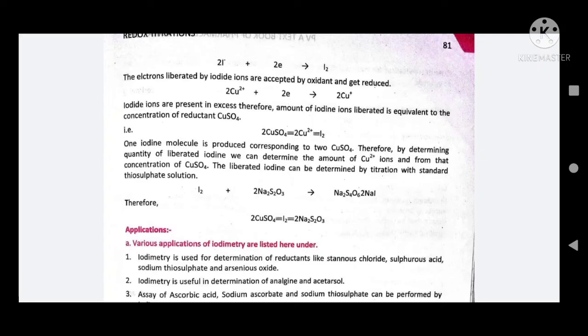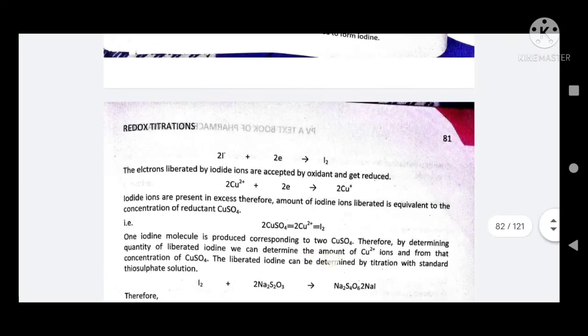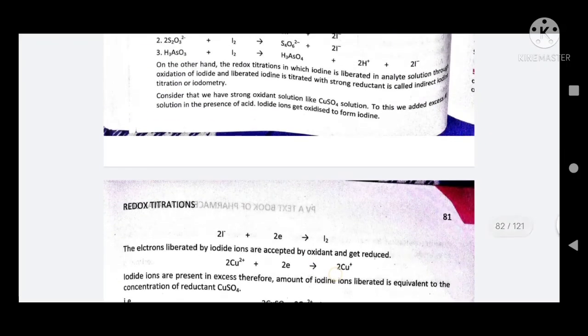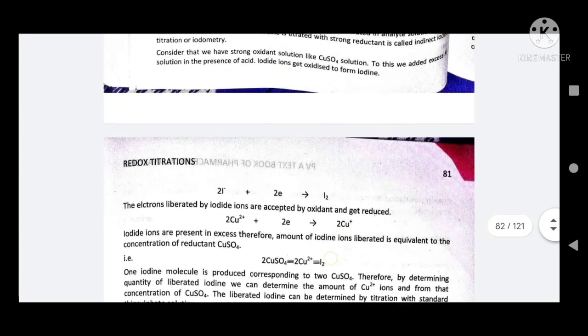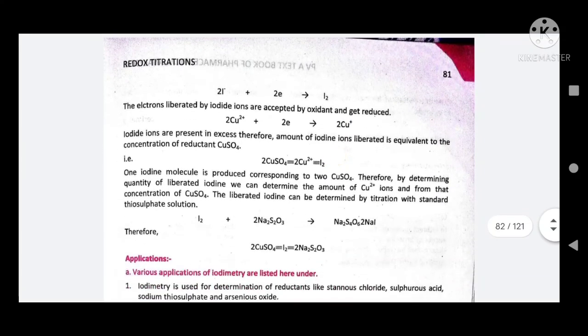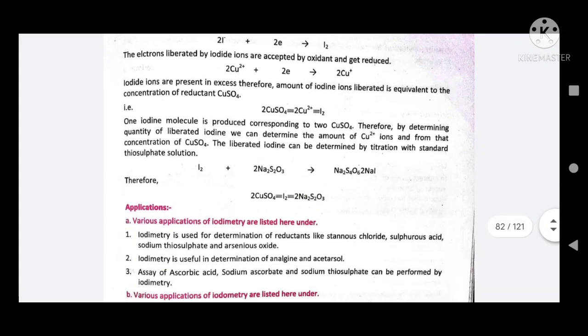You got this point. Very simple point. Just remember: when excess potassium iodide, KI, is titrated with copper sulfate, an oxidant, with acid HCl, there will be liberation of iodine in oxidized form. That iodine is titrated with sodium thiosulfate. Then there will be formation of the end products, sodium iodide with sodium tetrathionate.